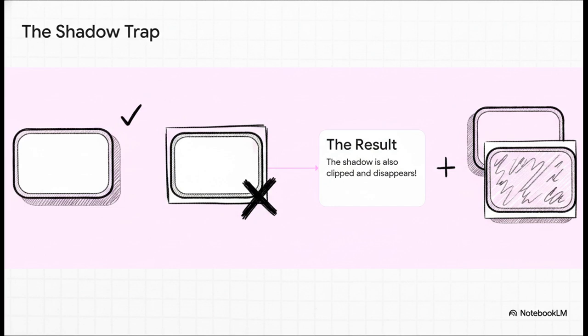But to get the corners to work, what do you have to do? You have to set masksToBounds to true. And what happens the second you do that? Poof, your shadow is gone. Why? Because the shadow is drawn outside the view's bounds, and masksToBounds just clipped it away along with everything else.